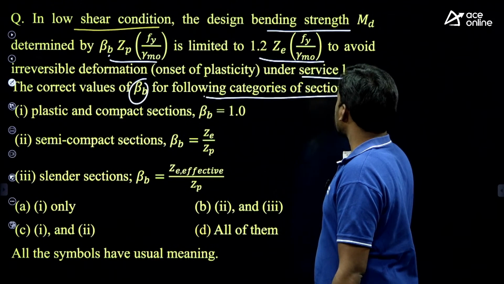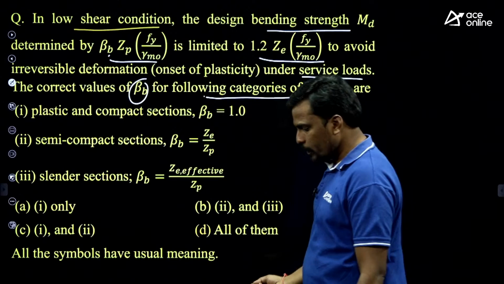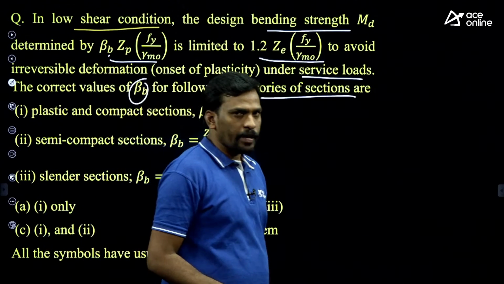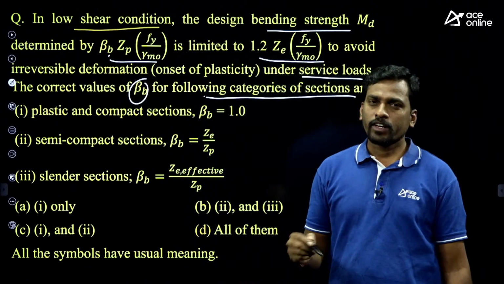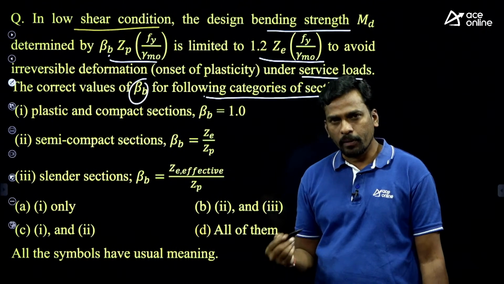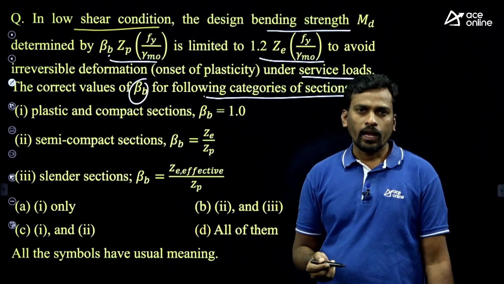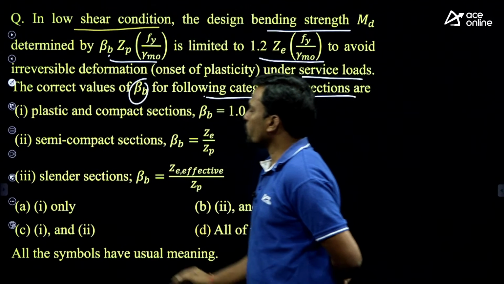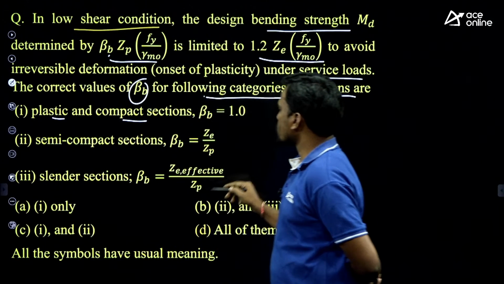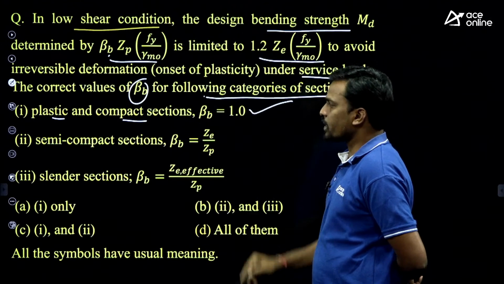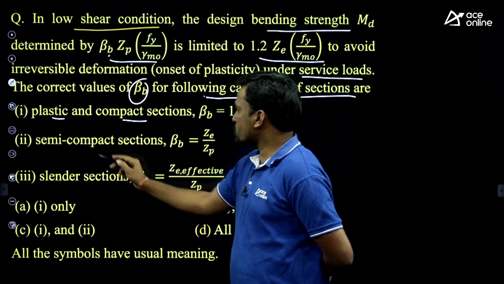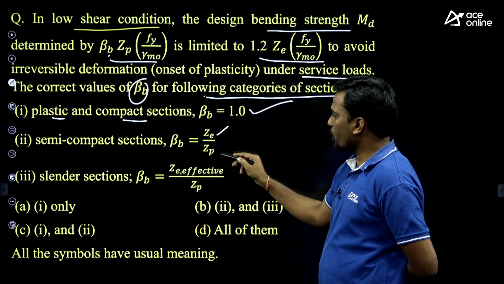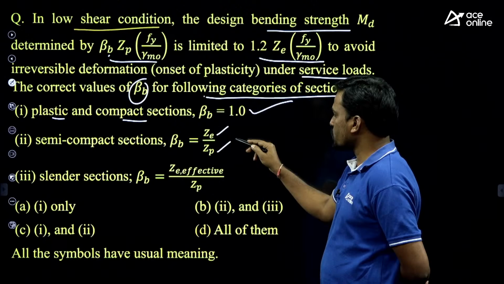for the following categories of section, beta B values are given. For plastic and compact section, beta B equals 1. For semi-compact section, beta B equals the ratio of elastic section modulus to plastic section modulus. Yes or no? Look here. For plastic and compact section, beta B equals 1. Yes, it is correct. And for semi-compact section, beta B equals elastic section modulus by plastic section modulus. Yes, this is also correct.